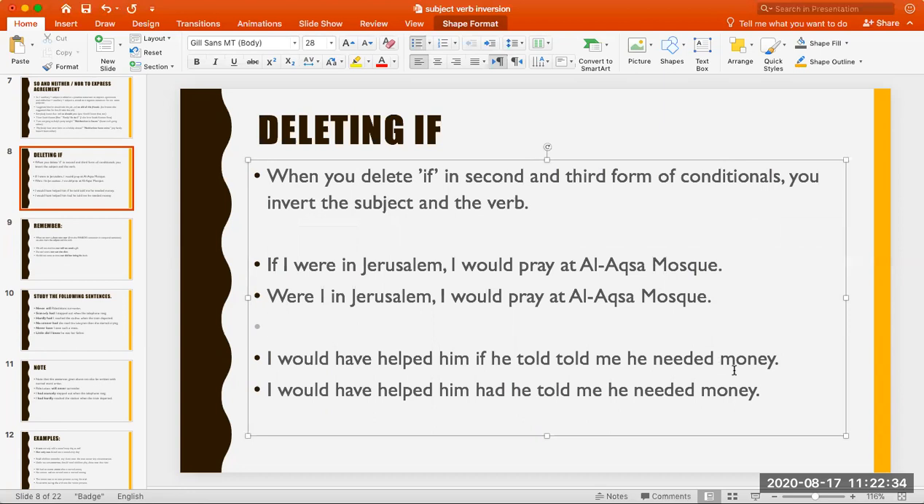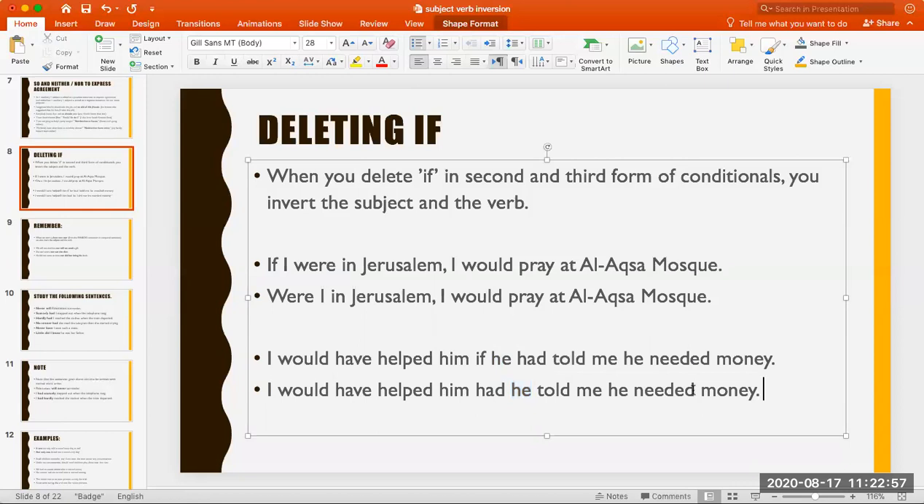If he had told me he needed money, I would have helped him. If you delete "if," the same thing happens. You bring "had" before the subject: "had" before the verb, before the subject "he." I would have helped him had he told me he needed money.